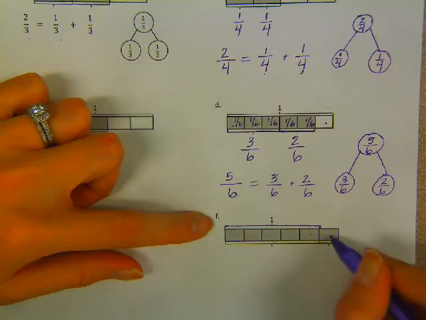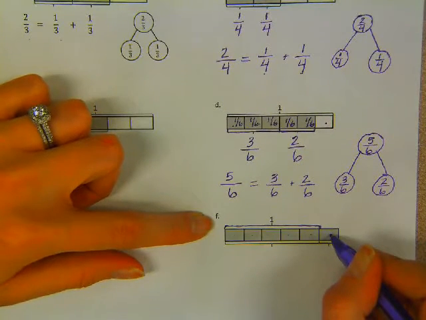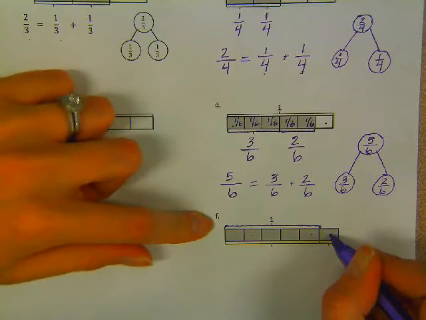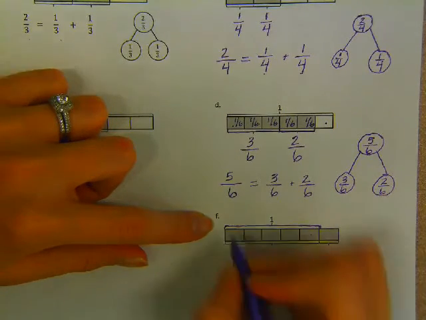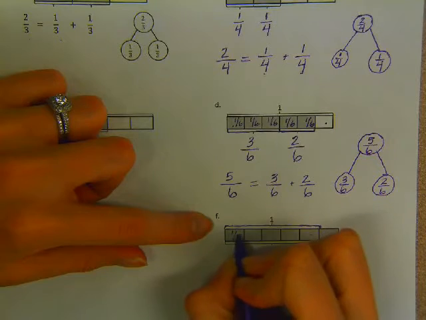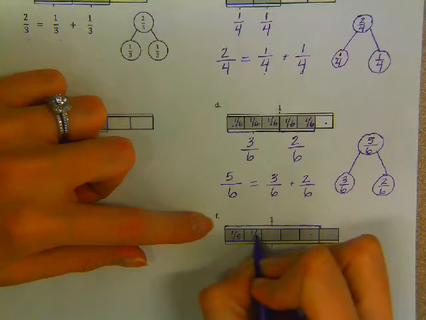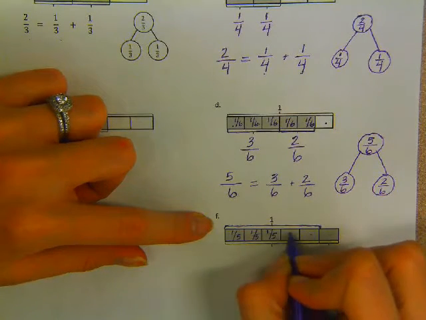You'll notice there's an extra piece on the end here because this picture represents a fraction that is greater than the whole. So since there are 5 pieces underneath the whole, each of these pieces represents 1/5.